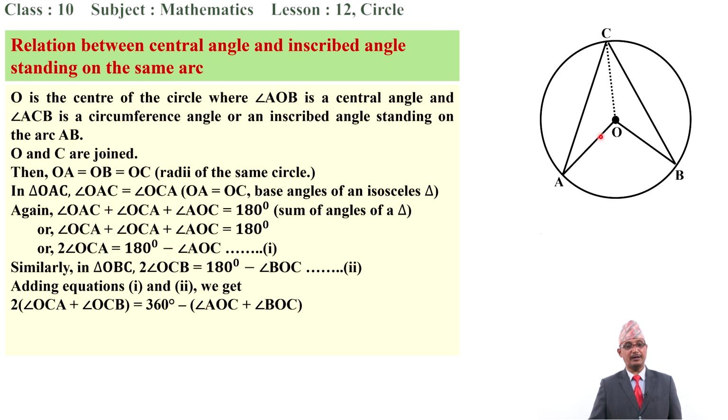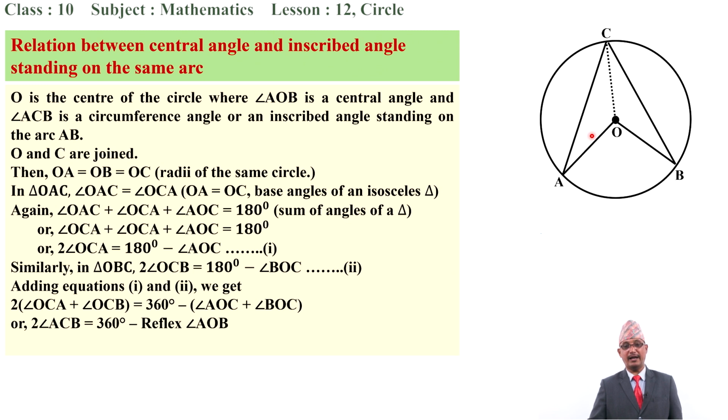Now look at the figure. Angle OCA means this angle, and angle OCB means this angle. So if you add this angle and this angle, it becomes angle ACB. So instead of angle OCA plus angle OCB, what are we going to write? Angle ACB. 2 times angle ACB, 360 degrees as it is.